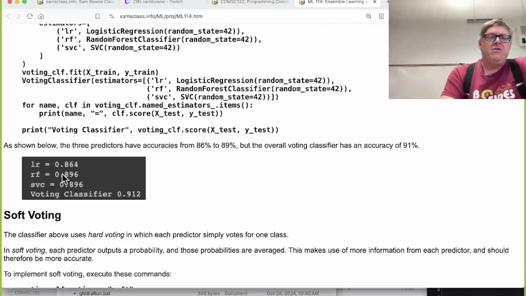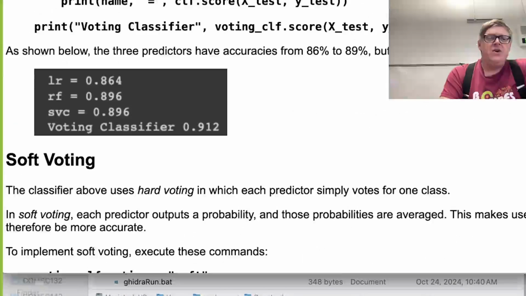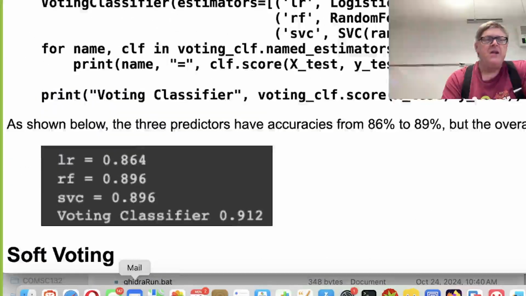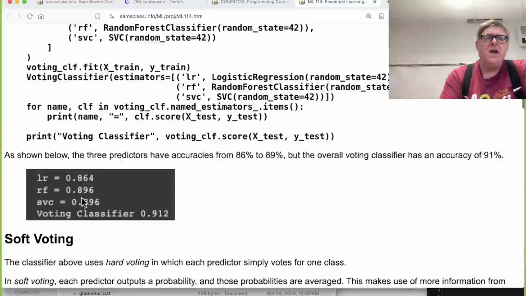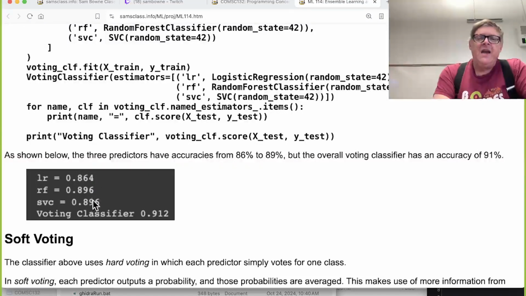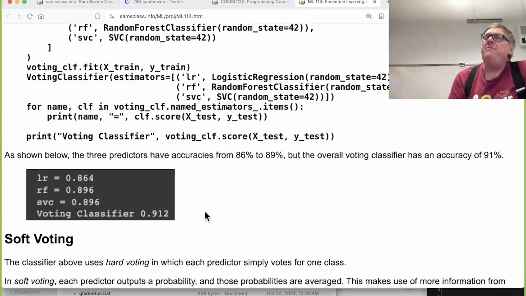And here you are. The logistic regression alone, let me just zoom in on this, is 86% right. The random forest is 89% right, and the support vector machine is 89% right, but when you combine them all, you get up to 91% right, which is the point. If you have independent measurements, the noise will tend to cancel out, and you'll be more accurate by combining them.